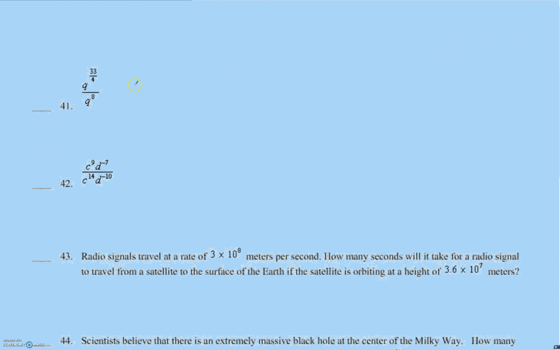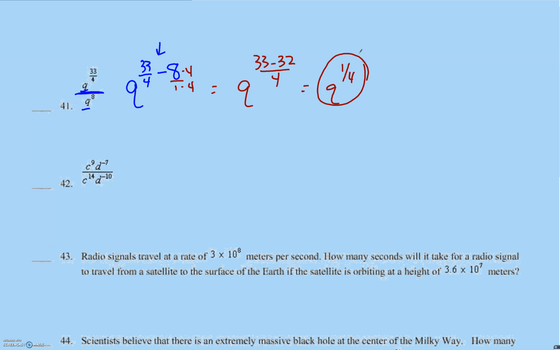41, same idea. Q to the 33 over 4 minus 8. Dividing powers, same base, subtract our exponents. Common denominator here is 4. So I have Q to the 33 minus 32 over 4, which gives me Q to the 1/4 power. Q to the 1/4.